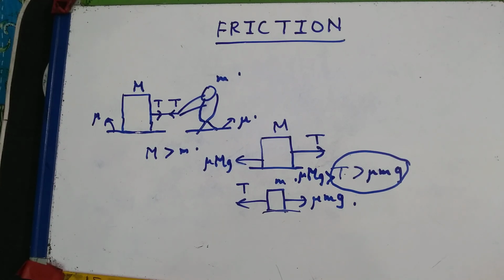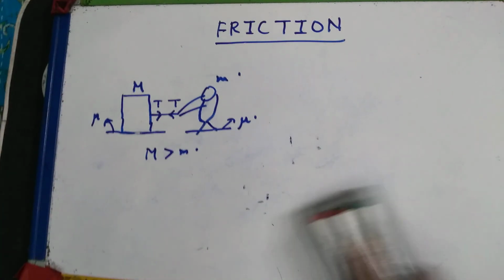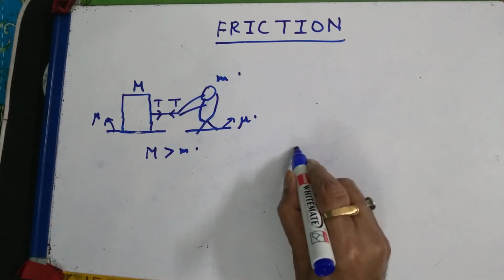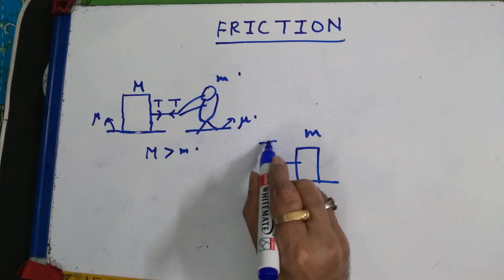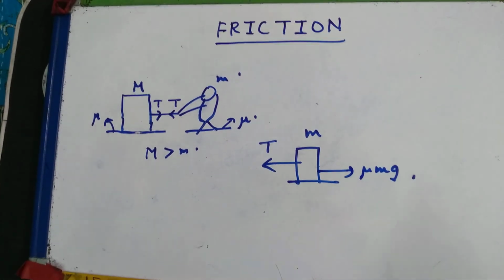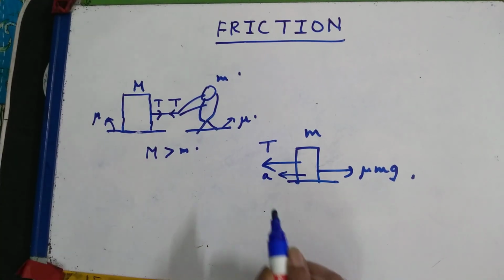Let's now try and attack option A. The block will not move unless the man also moves. Now we'll see what happens when the man moves. This is mass small m, this is T, and this is the limiting friction force. If the man moves, then T is greater than mu mg.